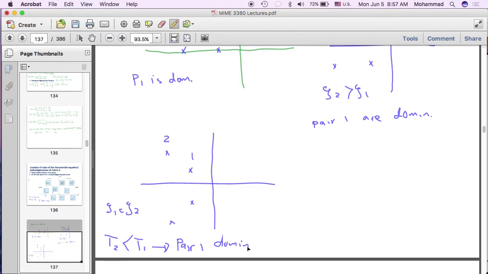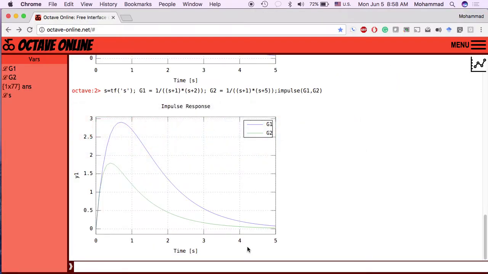So that's the concept of dominant pole or poles. Okay, so with this, do you remember what we did here? These are two different systems where their dominant pole is the same. Let me bring it up. The two systems had one pole at -1, and their second pole, one was at -2, and the other one was at -5. By now, we know that the -1 pole is the dominant pole.